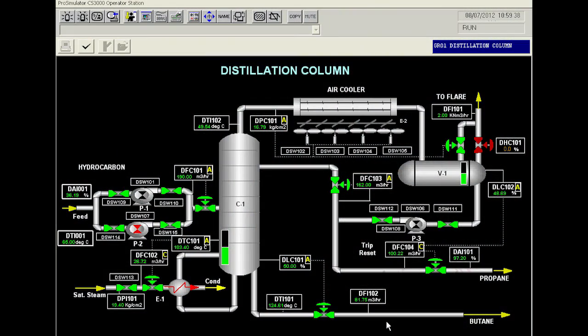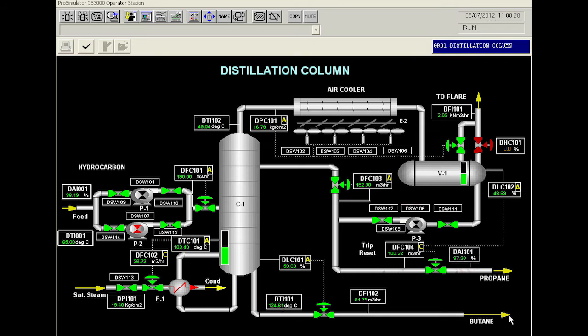Overview of distillation column. This is a depropanizer column. The feed consisting of propane and butane is pumped into the distillation column. The flow of feed is controlled by flow controller DFC 101. The column has a steam-driven reboiler. Steam flow is controlled by flow controller DFC 102, which is cascaded to DTC 101.